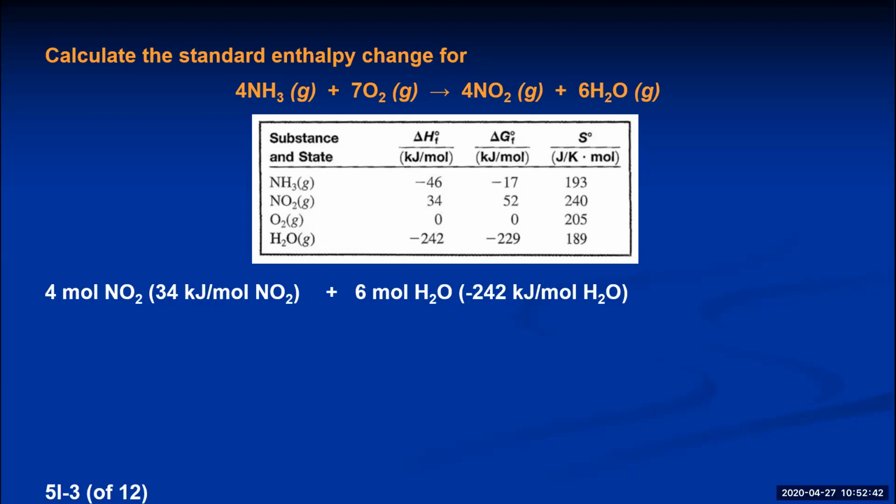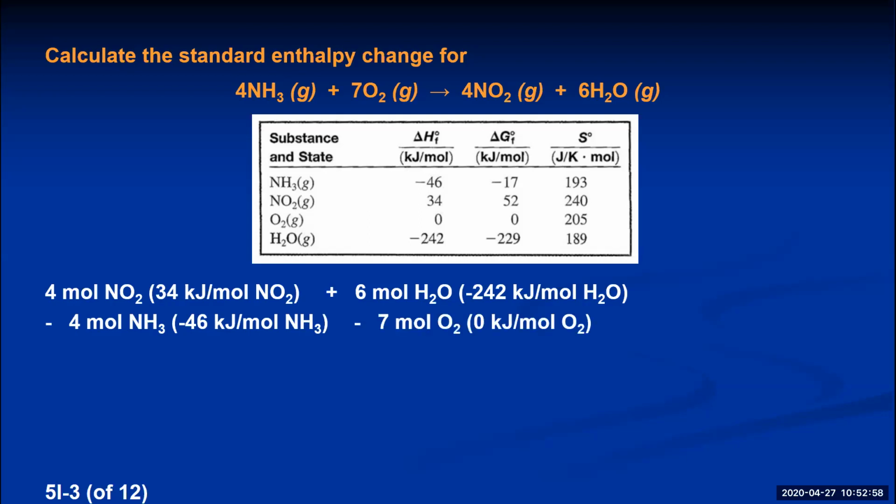I'm now going to subtract the enthalpy of formations of the reactants, and in this case there's 4 moles of ammonia, so I'll go minus 4 moles multiplied by the standard enthalpy of formation of ammonia, which is negative 46, and then minus 7 moles multiplied by the standard enthalpy of formation of elemental oxygen. And whenever you have an element that's in its natural state at room temperature and room pressure on Earth, it'll always have a standard enthalpy of formation of 0.